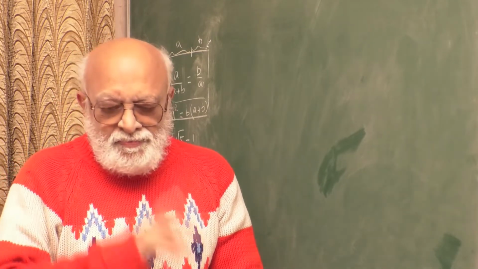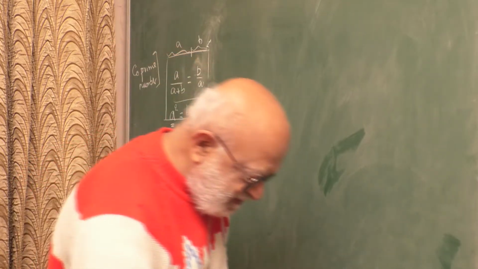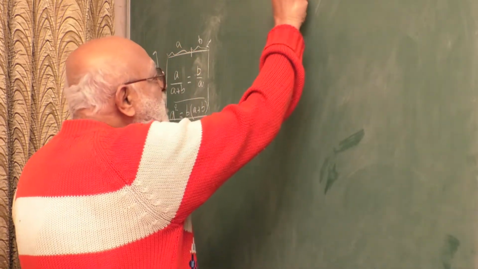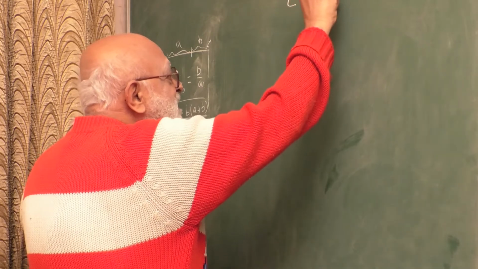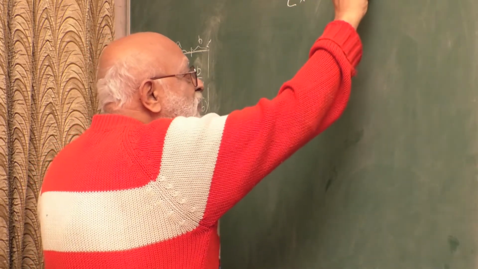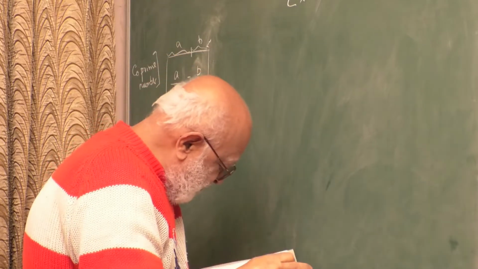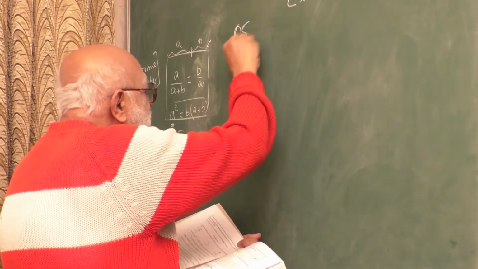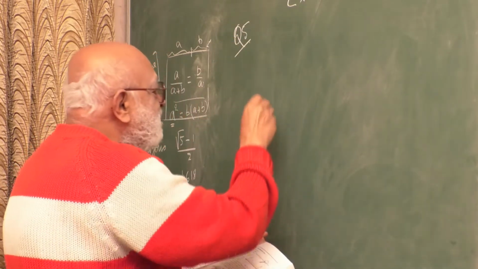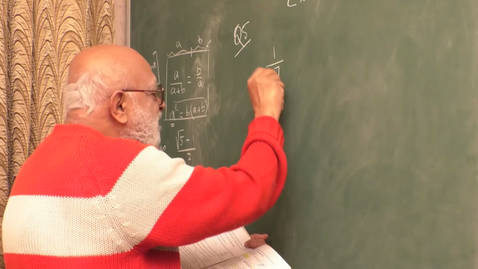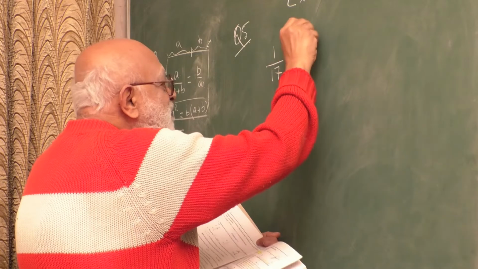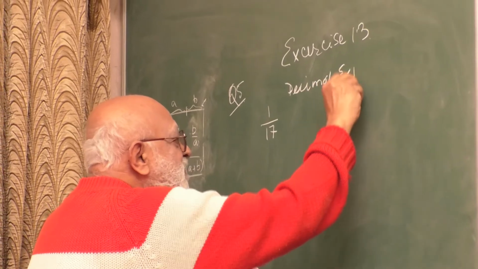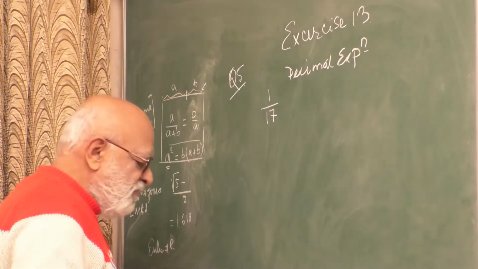So there was one question which was missing in exercise number 1.3, and that we will be taking up now. So again, exercise 1.3, and this is question number 5 that we had not taken up. I think I missed it. This is 1 upon 17, its decimal expansion. So this is what we are going to do right now.